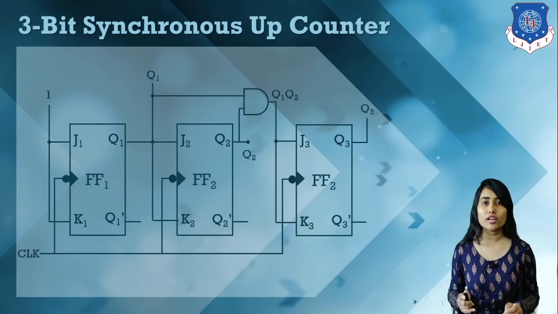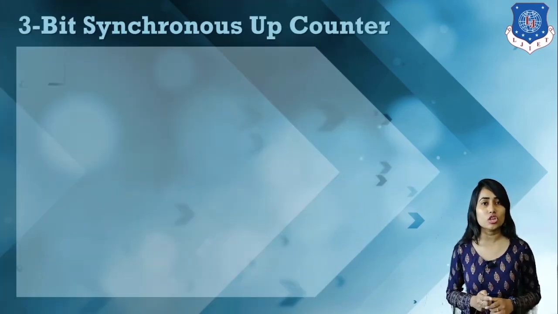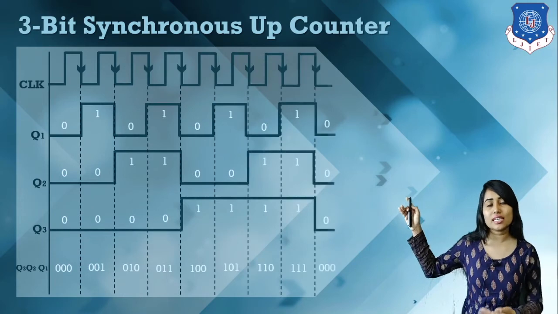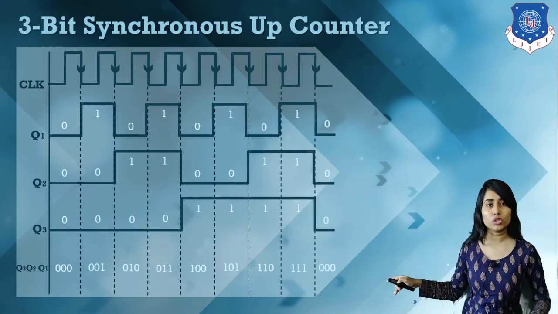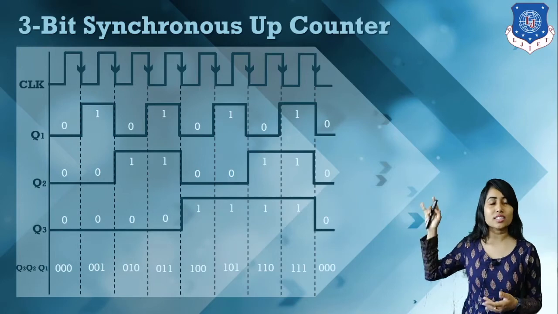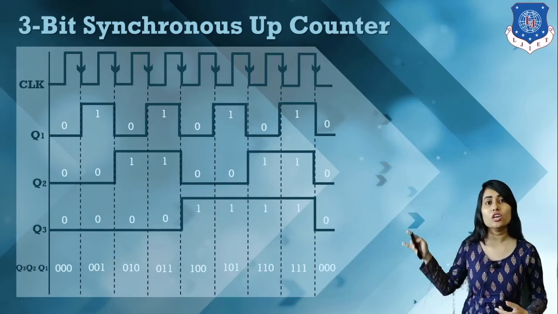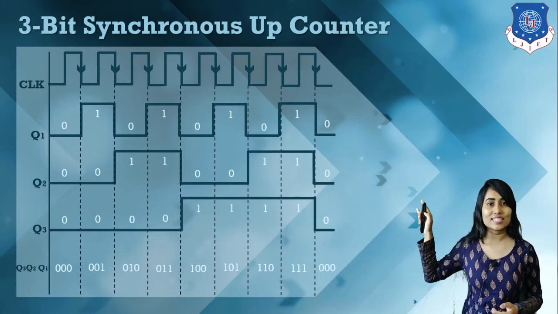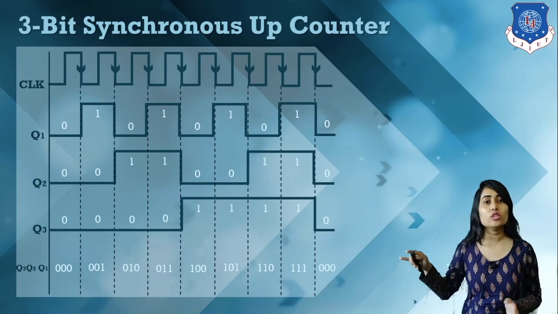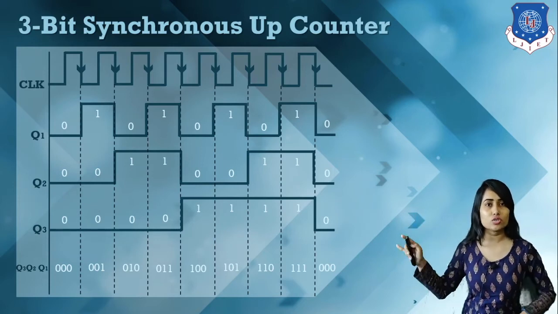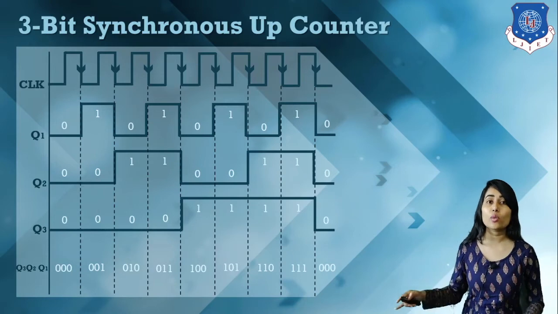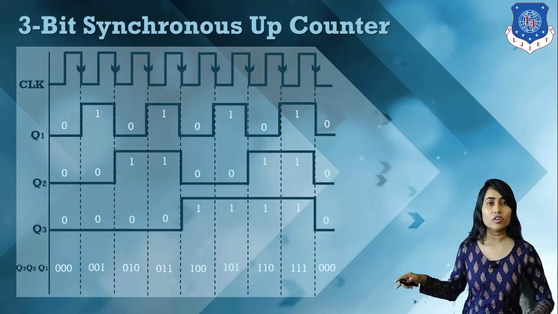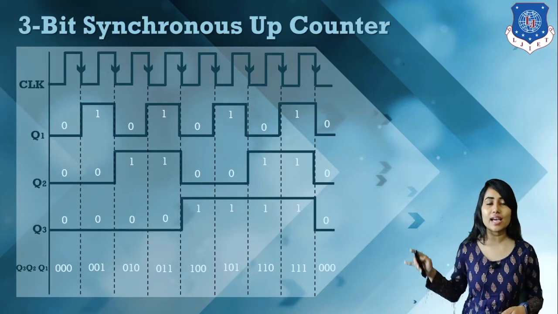Okay, so what are the waveforms for this 3-bit synchronous up counter? Here we have the waveform characteristics for the 3-bit synchronous up counter. We have an external clock signal, and Q1, Q2, Q3. As soon as we apply the clock signal, Q1, Q2 and Q3 all work simultaneously. Q1 will toggle its state continuously, then Q2 will toggle its state when Q1 is equal to 1, and Q3 will toggle its state when Q1 and Q2 are both 1. This is how we can design these bits.